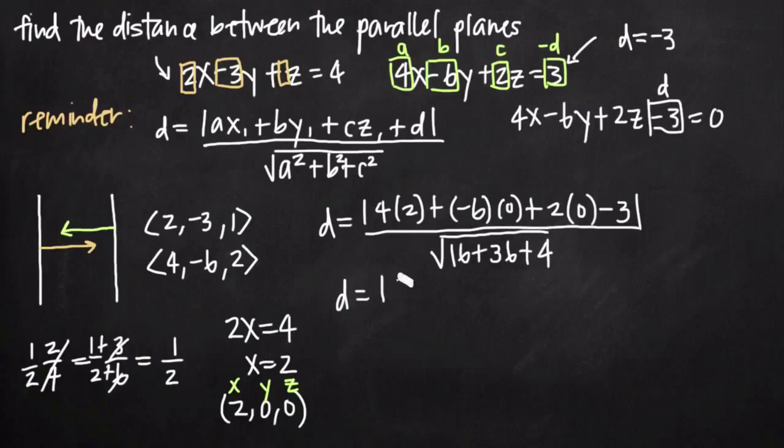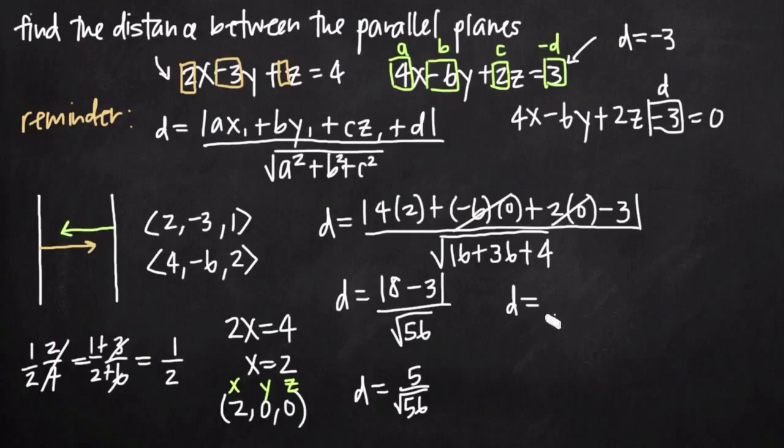D, therefore, is going to be equal to 8. This is going to go away as 0. This is going to go away as 0, so just 8 minus 3 in our numerator. In our denominator, 16 plus 4 is 20, plus 36 is 56, so we'll do the square root of 56. In our numerator, 8 minus 3 is 5. The absolute value of 5 is still just 5, so we get d is equal to 5 divided by root 56. Now remember, we can simplify this fraction here because we can simplify root 56.